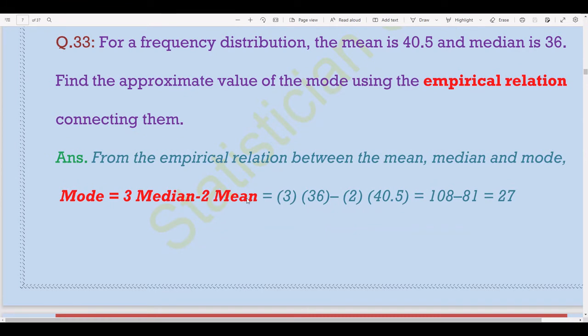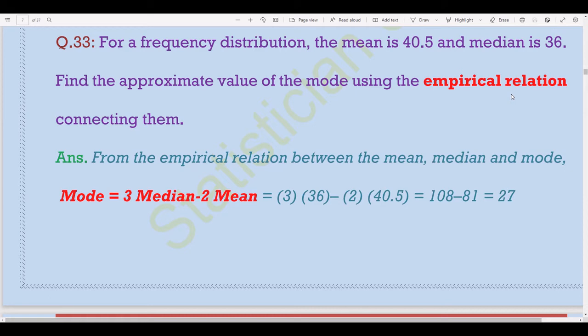For a frequency distribution, the mean is 40.5, median is 36. Find the approximate value of the mode using the empirical relation connecting them. In this question, mean is given, median is also given, and we find the approximate value of mode with the help of the empirical relation. I read this because this is the important word, empirical relation.